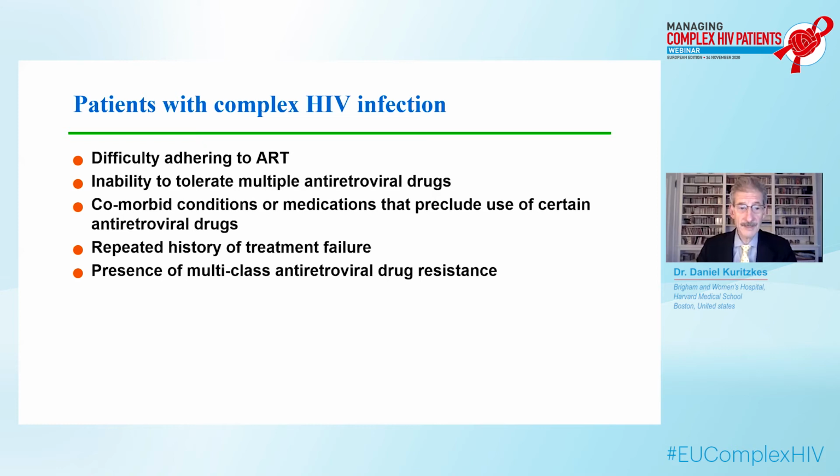Patients with complex HIV infection come in many different varieties. There may be those who have difficulty adhering to treatment, those who are unable to tolerate multiple different antiretroviral drugs, making a choice of regimen hard. Many people have comorbid conditions or medications that preclude use of certain antiretroviral drugs due to drug-drug interactions. Others have a repeated history of treatment failure and, of course, the presence of multi-class antiretroviral drug resistance.